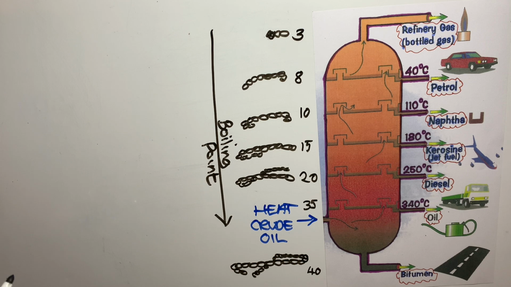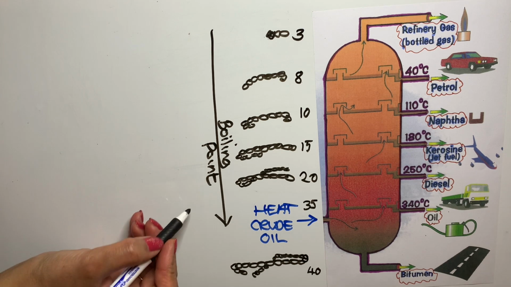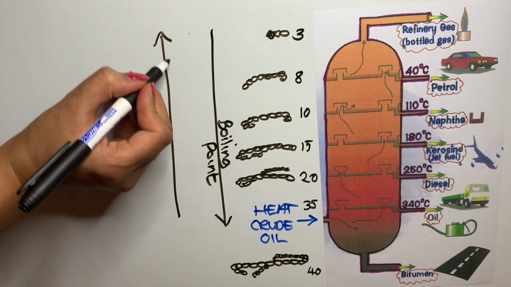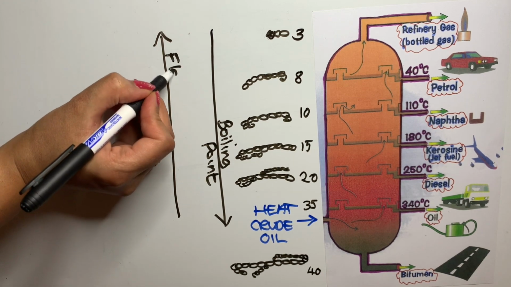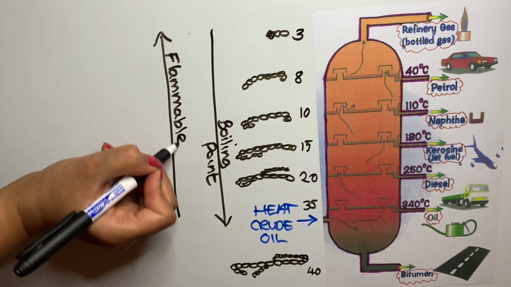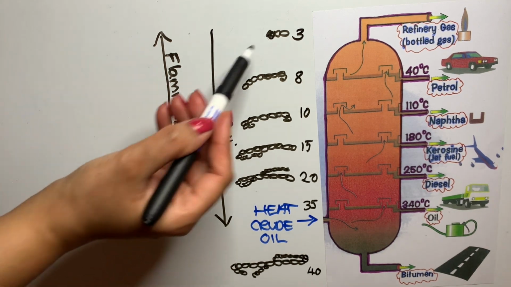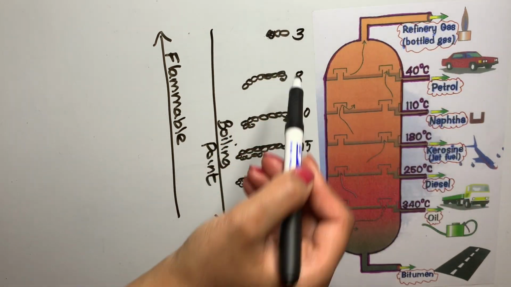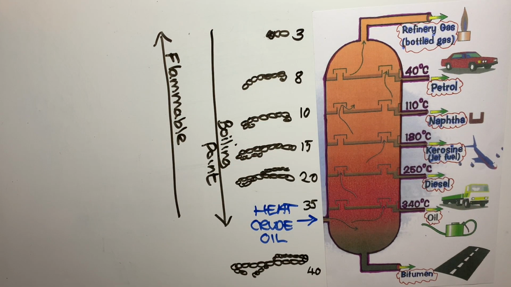Now the next trend is how flammable these molecules are. Now in terms of how flammable they are, the most flammable hydrocarbons are going to be towards the top of my fractionating column, because they're smaller molecules, they ignite and they will burn much more easily than the longer hydrocarbons with the higher boiling points at the bottom.